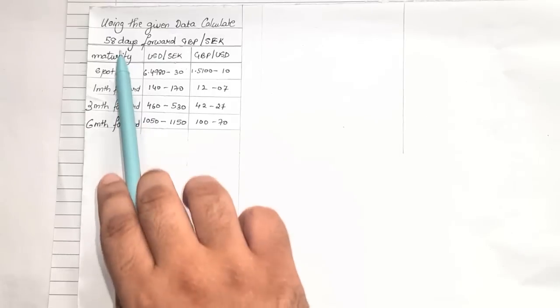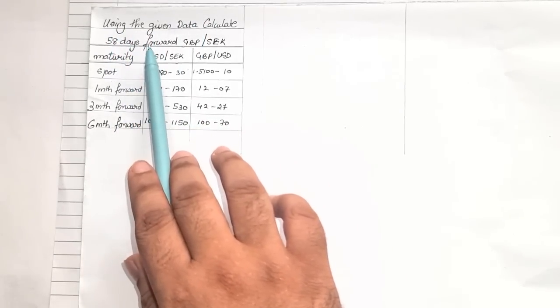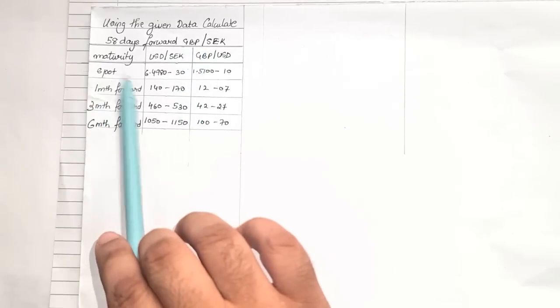Okay, now let us see how to calculate proportionate forward rate when cross currency rate has been asked. This is a very advanced sum, so everyone see that you all go through this video very carefully. The question reads out as: using the given data, calculate 58 days forward GBP to SEK.